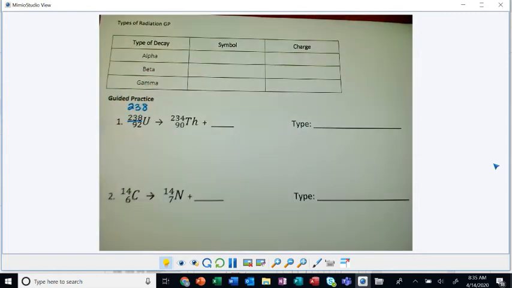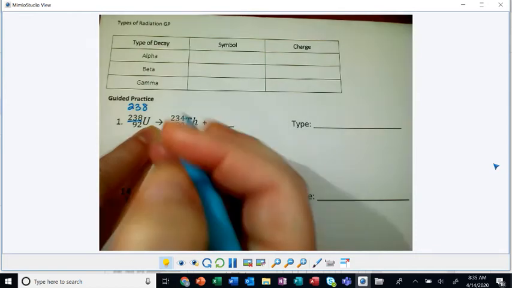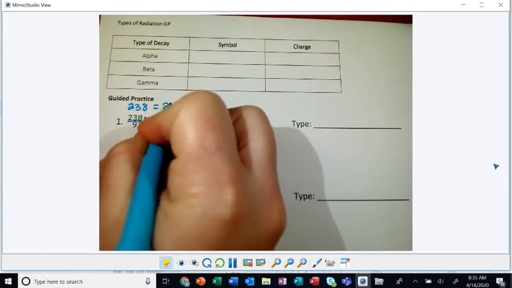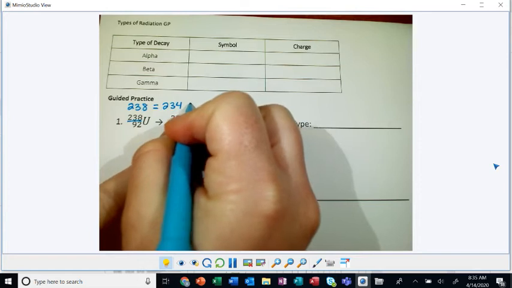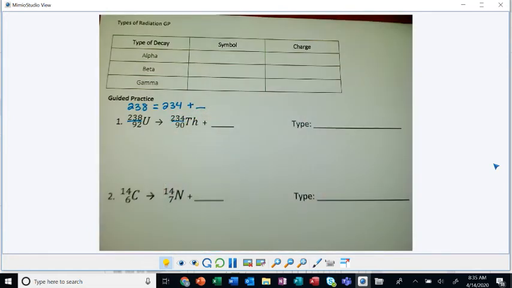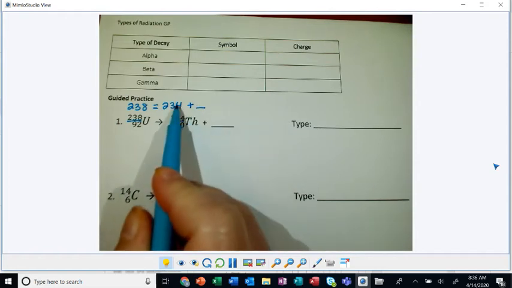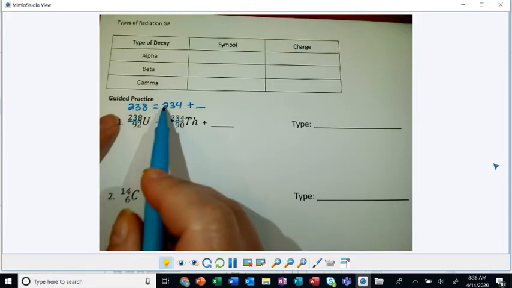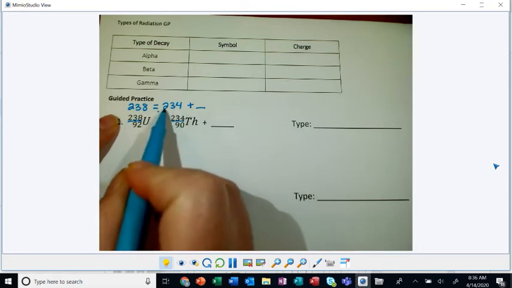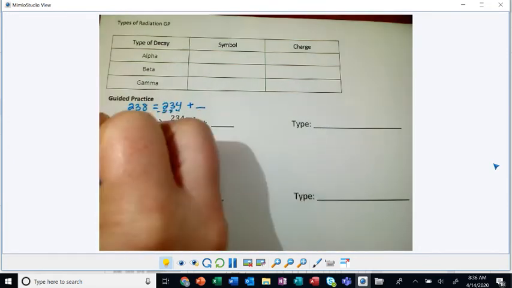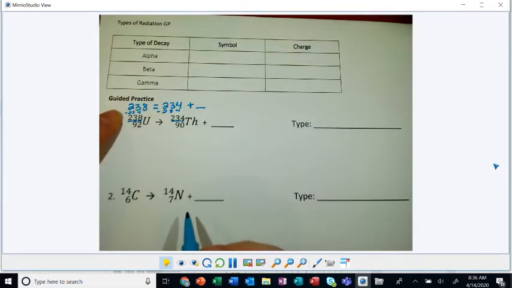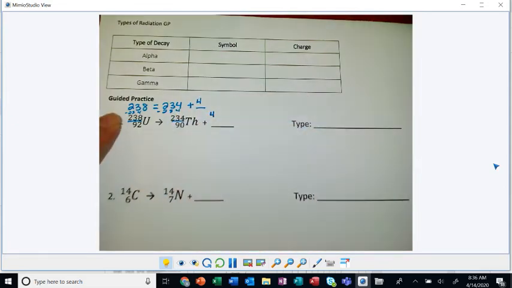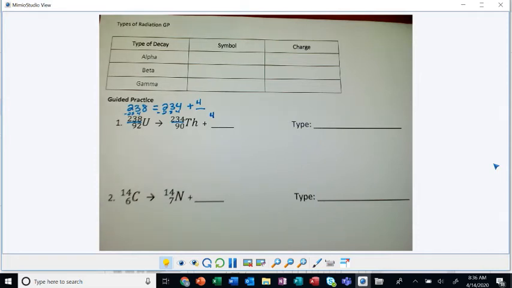I'm going to make this look like a math problem, right? So the arrow is going to turn into an equal sign. So I have 238 equals 234 plus blank, right? So I need to know what number, when I add it to 234, will give me 238. So in order to do that, I need to subtract 234 from each side. So minus 234, minus 234. So 238 minus 234 is going to give you a 4. So up top over here is going to be a 4. So my top number for my answer will be a 4.